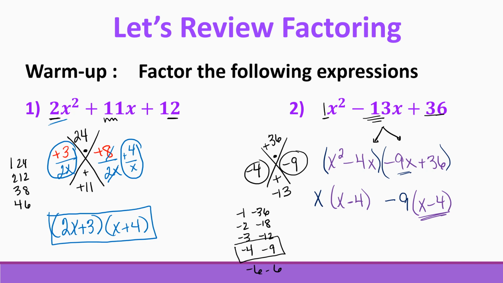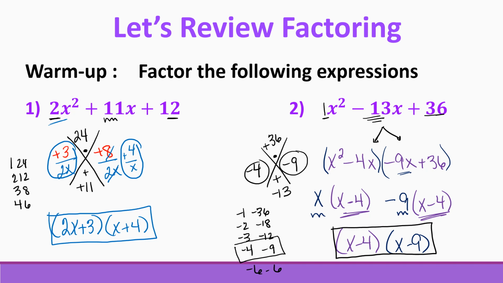The whole goal is to have a common factor, which is x minus 4, and then use those GCF factors that we pulled out to become your second factor. So our expression x squared minus 13x plus 36 has factors of x minus 4 and x minus 9.